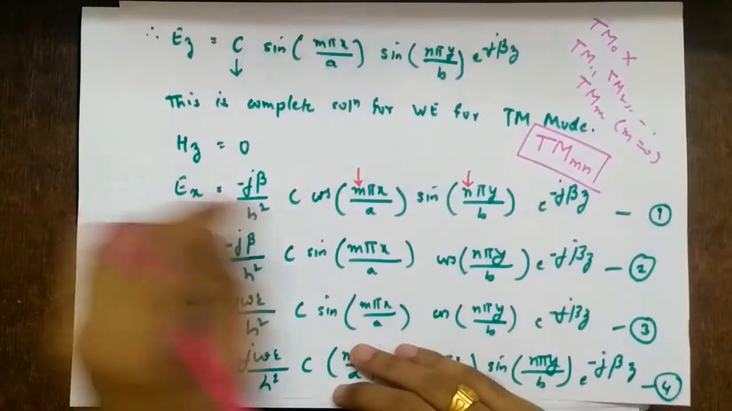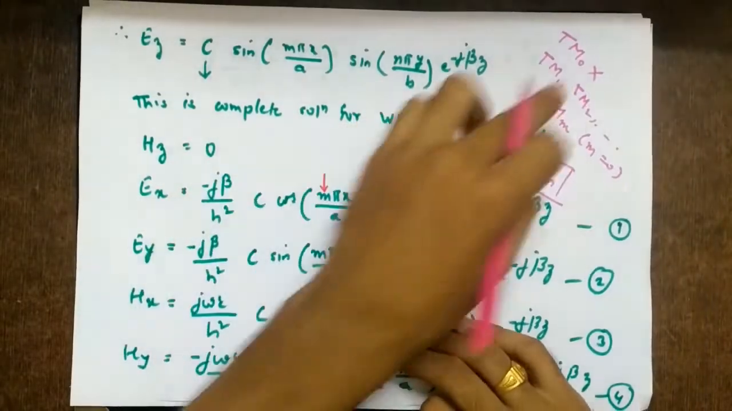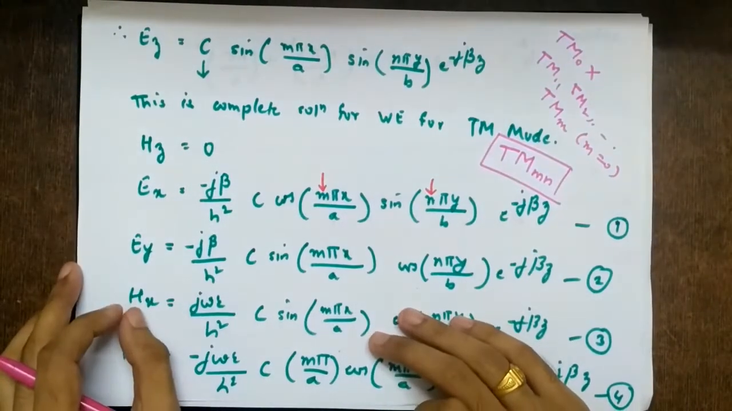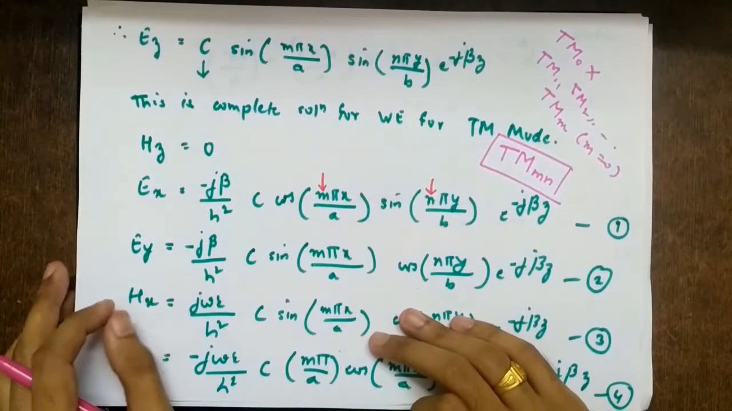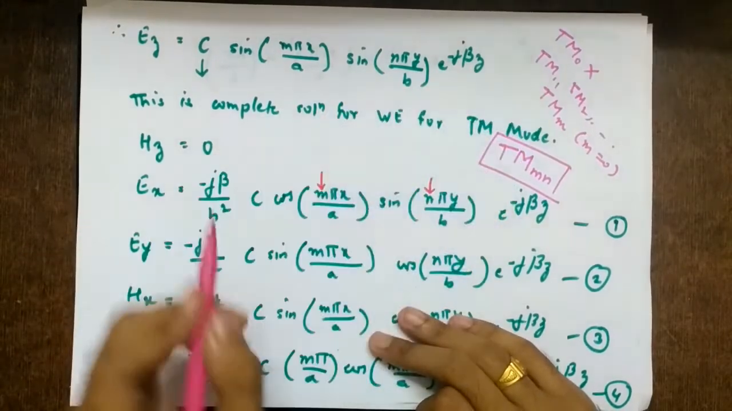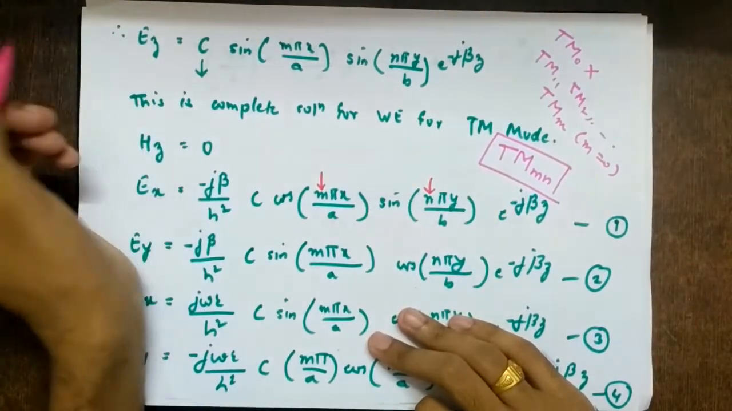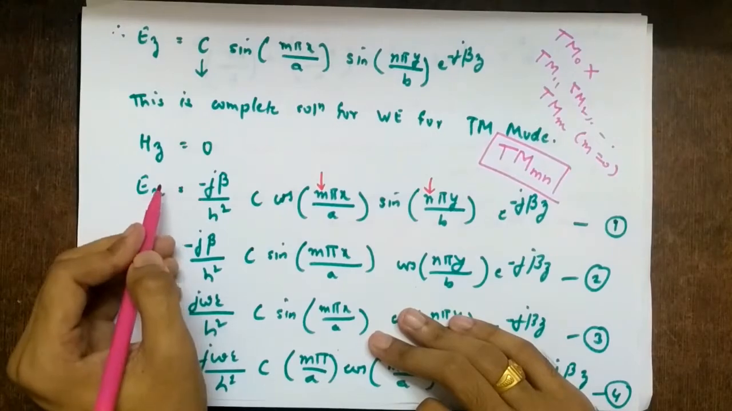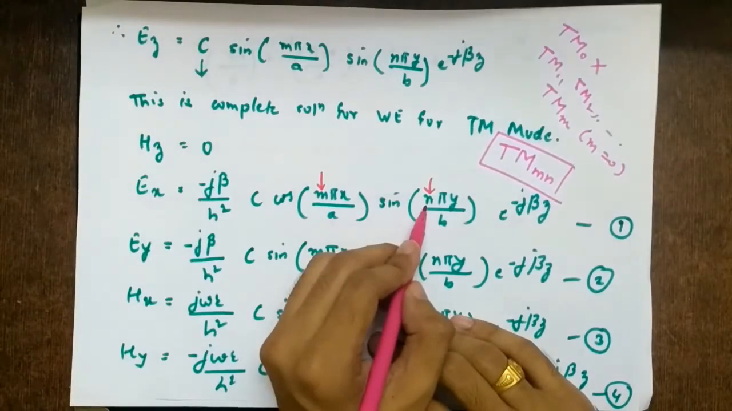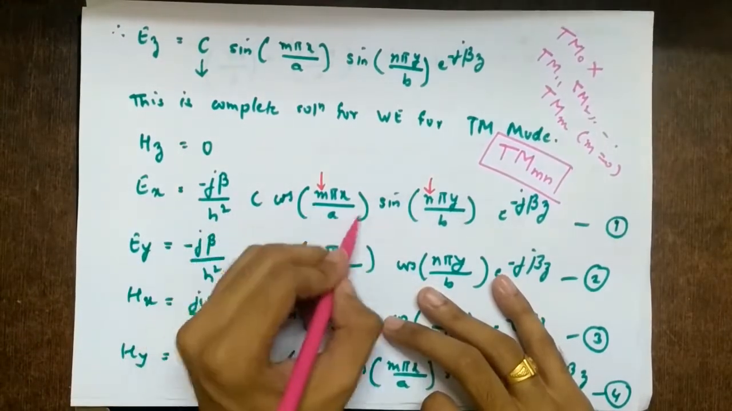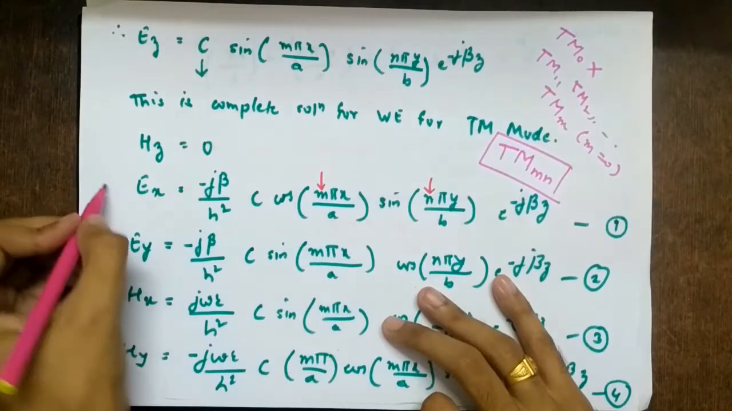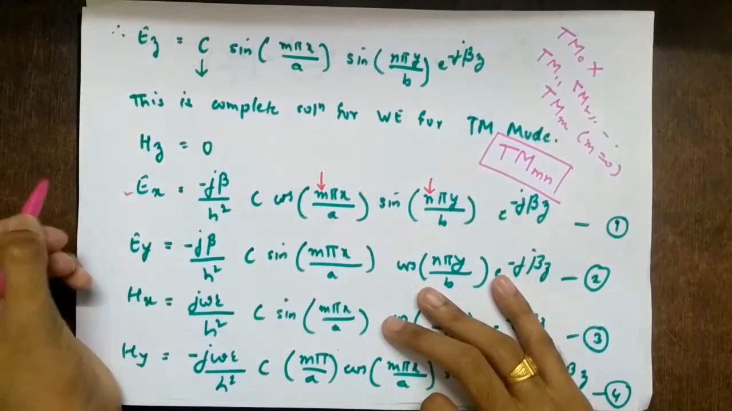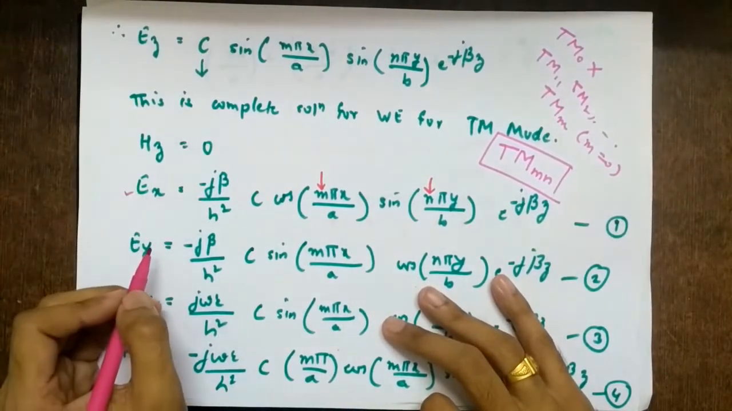Let's substitute the values of m and n as 0, starting from 0 as we did in the parallel plane waveguide case. So what is happening? Let's say first m is 0. Ez will go to 0. Hz is already 0. When m is 0, this will not go to 0, so Ex exists. I'll put a small tick mark there. These are going to 0, so I am not putting a tick mark.